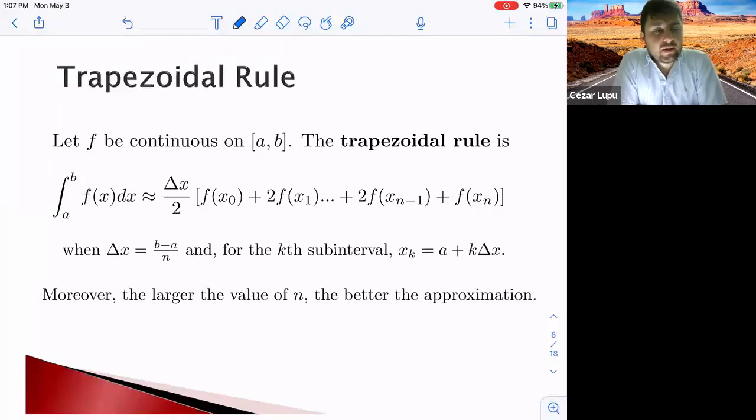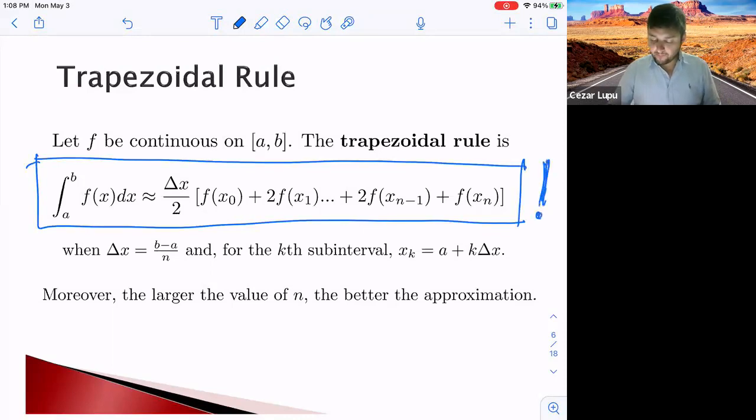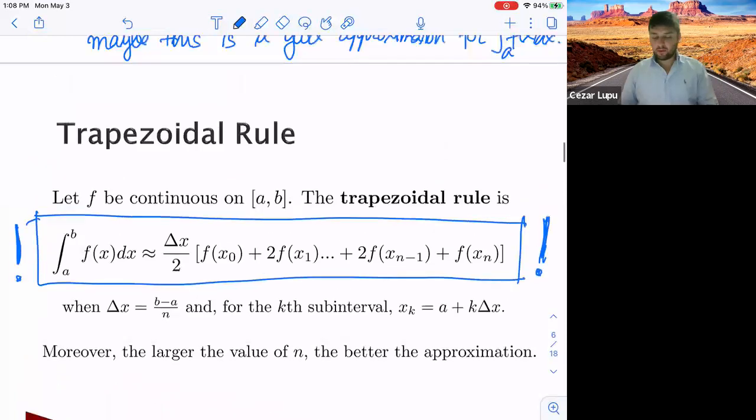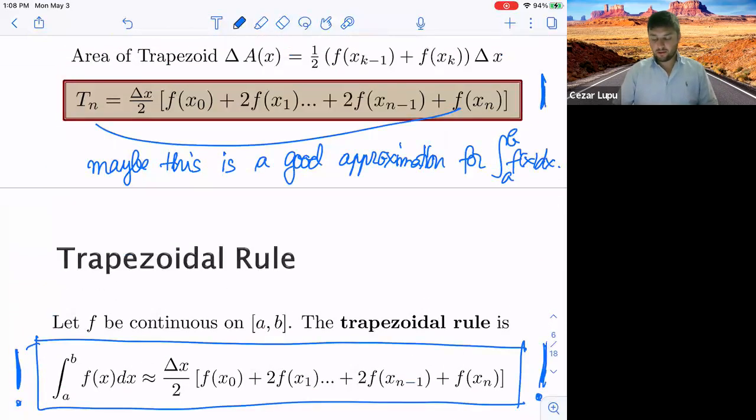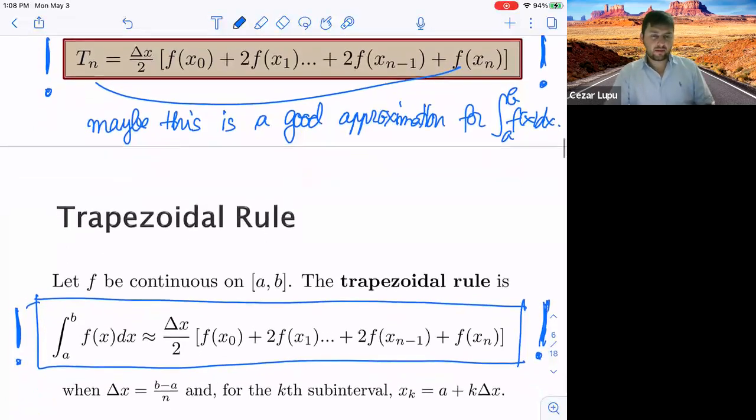In other words, this integral will be approximated by delta x over 2 times f of x0 plus 2f of x1 plus and so on, 2f of x_{n-1} plus f of xn. So that's the trapezoidal formula. It's pretty nice. And once again, look at this here. Of course, delta x is (b minus a) over n.